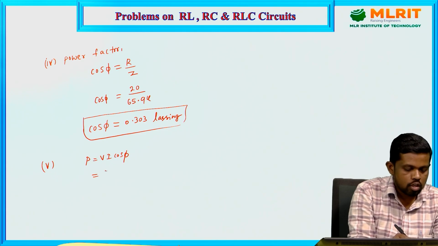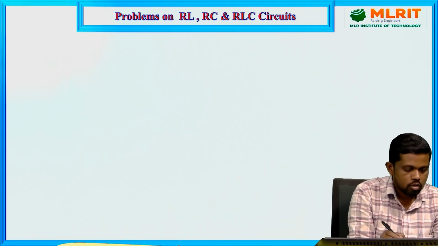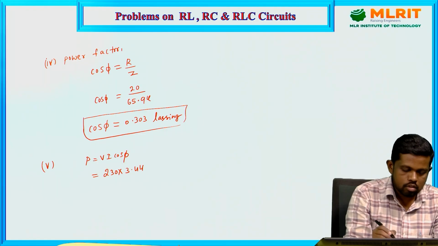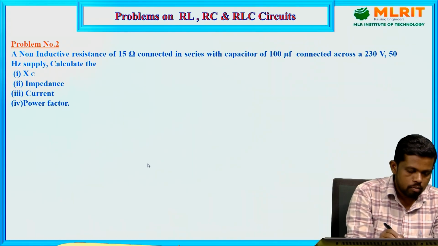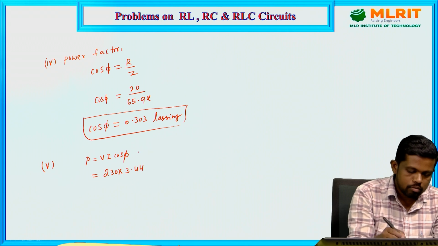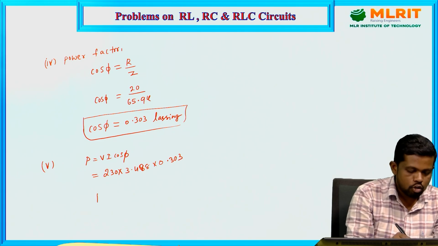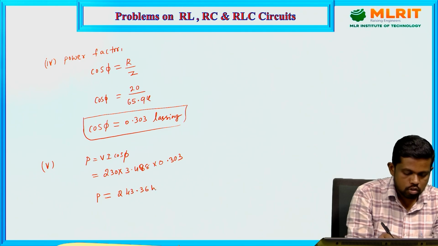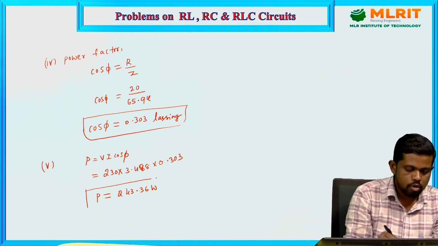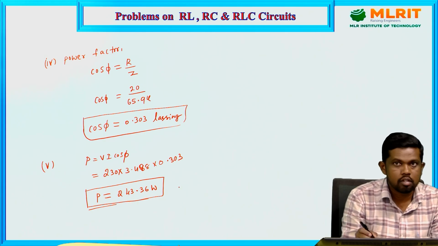That means V is 230, the current value is 3.488, and the power factor is 0.303. Therefore the active power consumed by the network is 243.36 watts. So this much power consumption takes place in the RL series circuit.